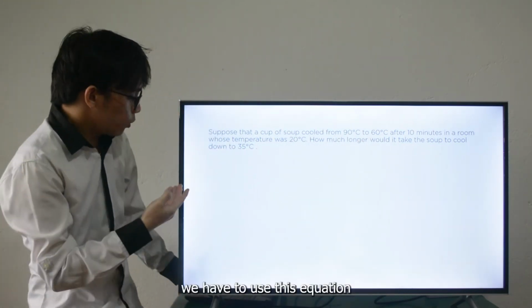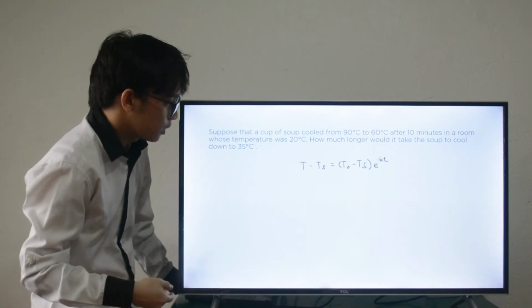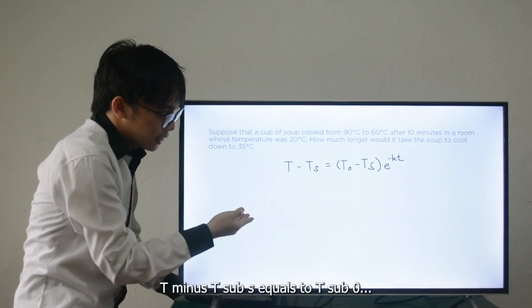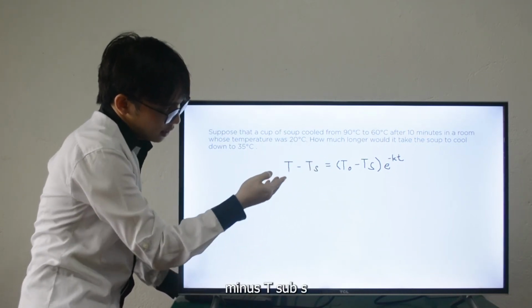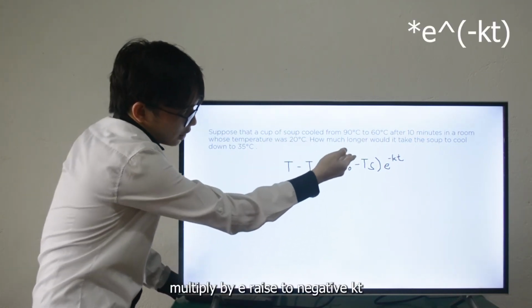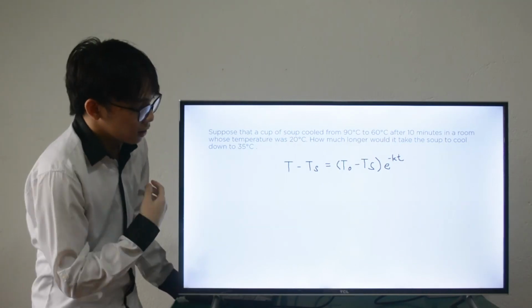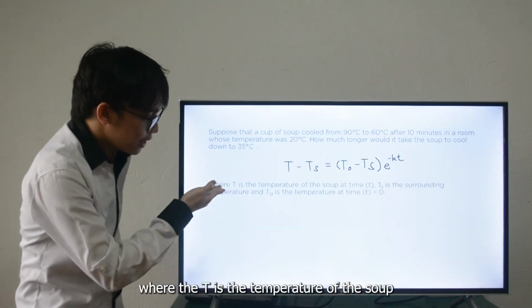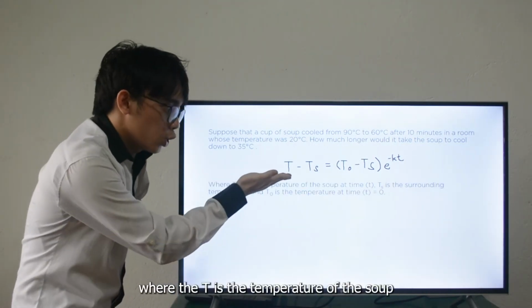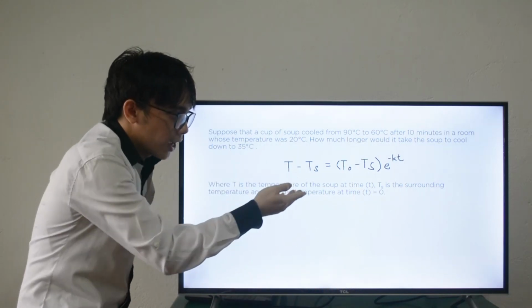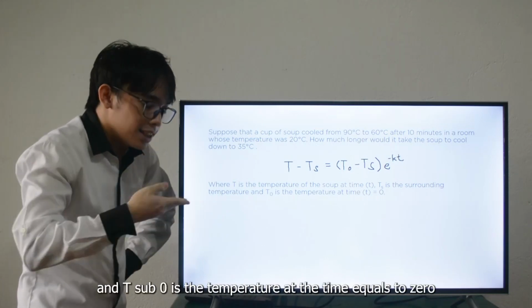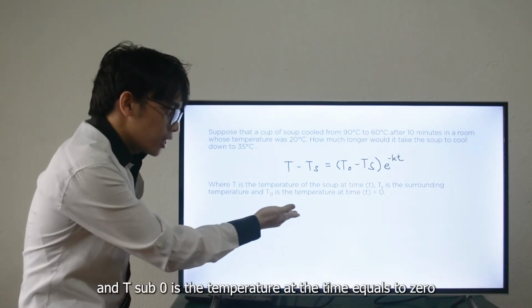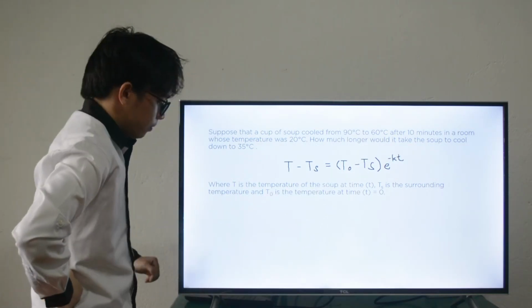Now, we have to use this equation. T minus T sub s equals T sub 0 minus T sub s multiplied by e raised to negative kt, where T is the temperature of the soup at the time, T sub s is the surrounding temperature, and T sub 0 is the temperature at time equals 0.